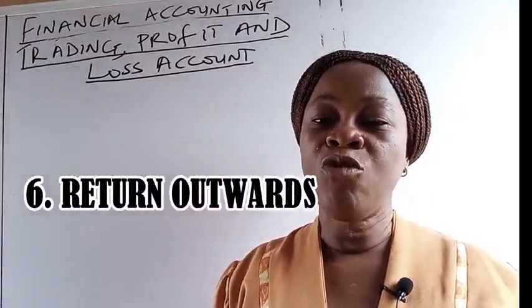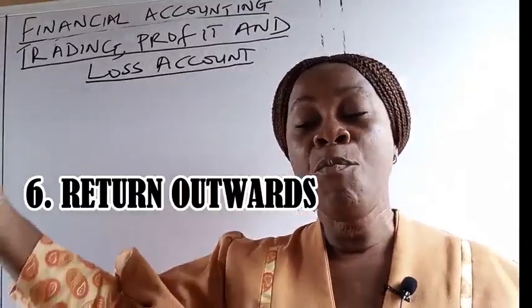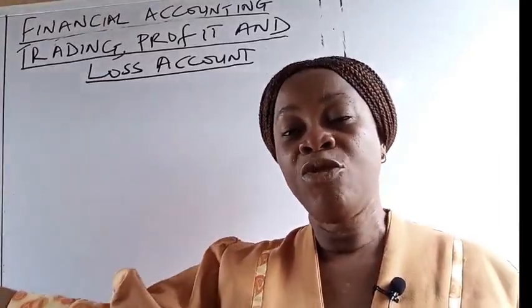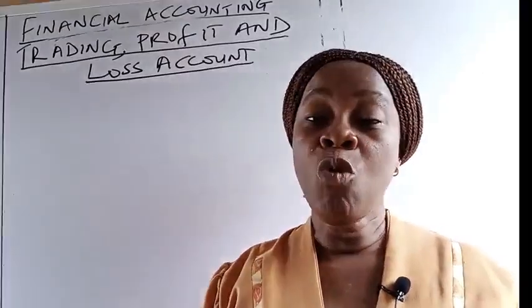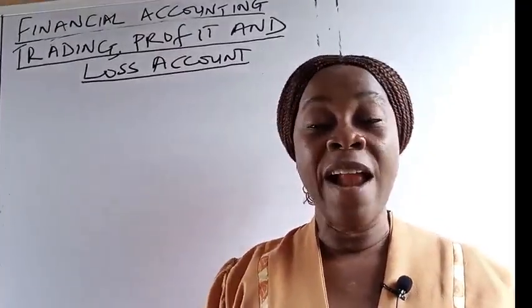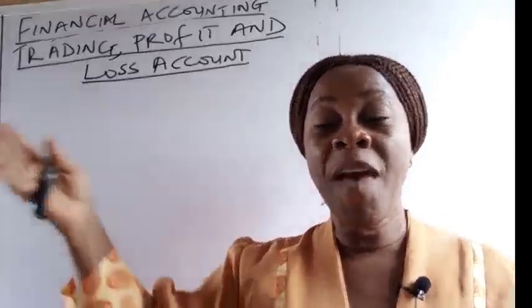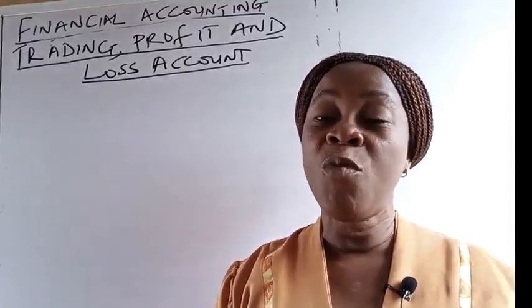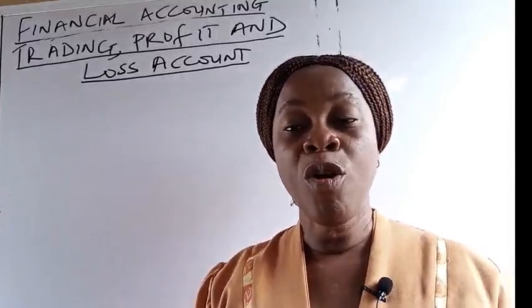Then return outwards. Return outwards are those goods that have been bought by the organization, later returned back to the person it was bought from, maybe due to defect. So when such goods are returned to the trader, the person that the goods were bought from, they can no longer be said to be part of purchases, so it will be deducted from the purchases.